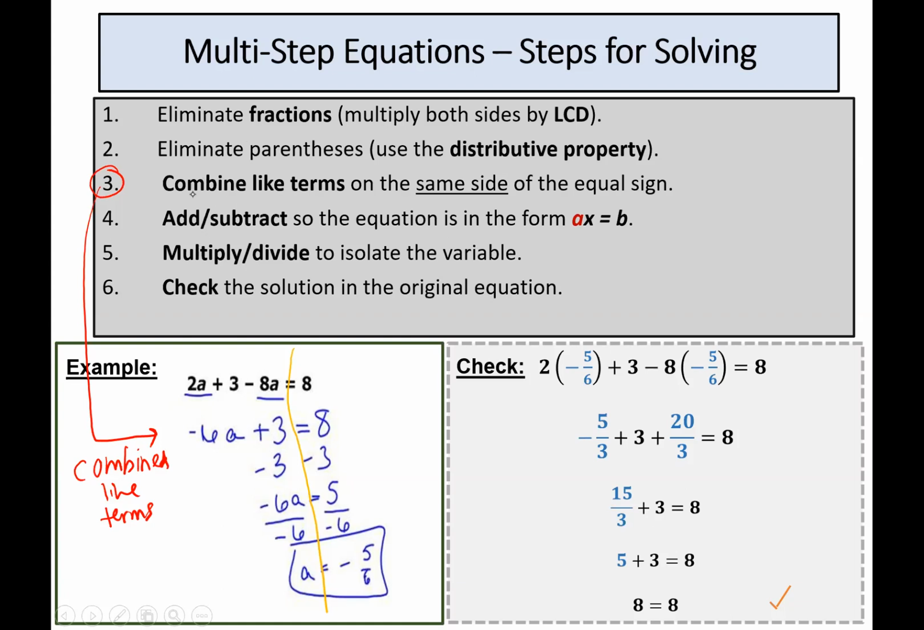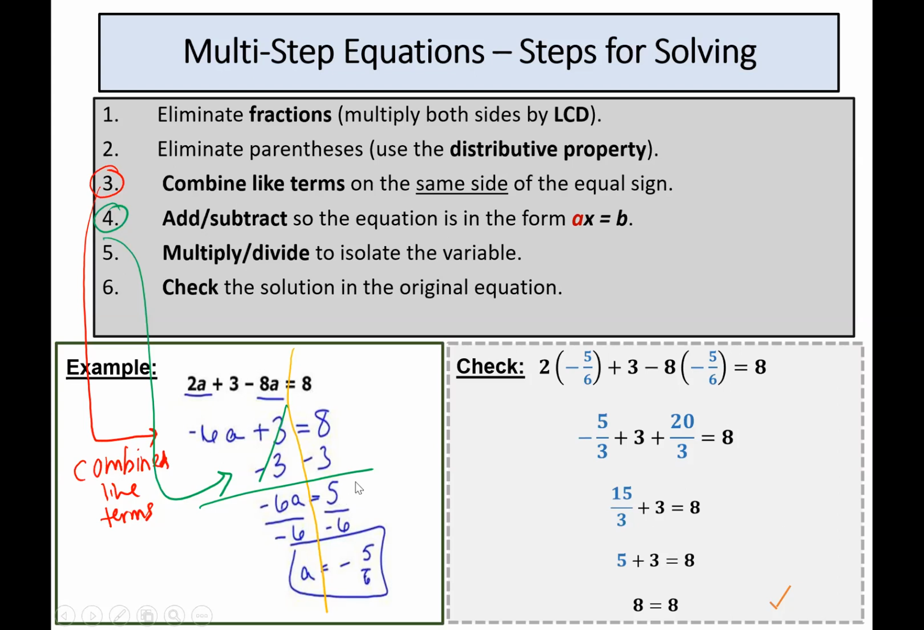And then the next thing that happened is, we had negative 6a plus 3 equals 8. We had to get rid of that plus 3. So what we did is subtract 3 on both sides. Minus 3, minus 3. The plus 3 and minus 3 then cancel out to equal 0. So you have negative 6a, that's all that's left on the left side, and then over on the right side, 8 minus 3 is 5. So negative 6a equals 5.